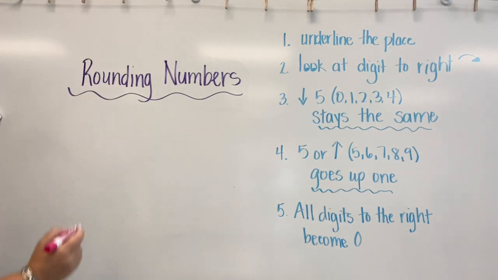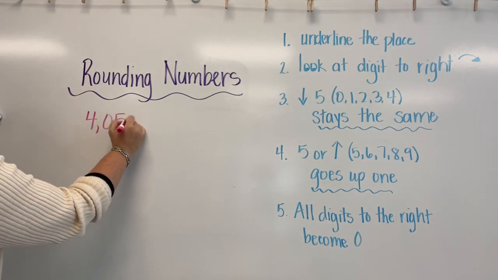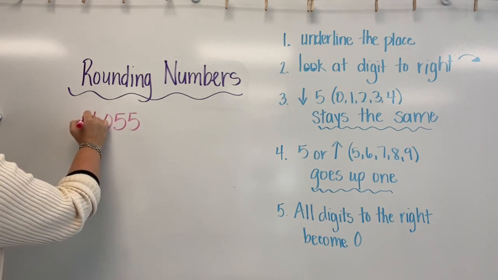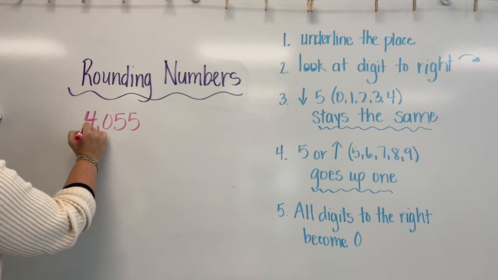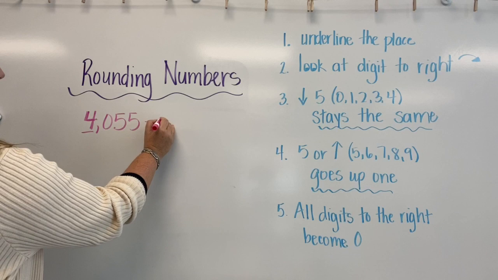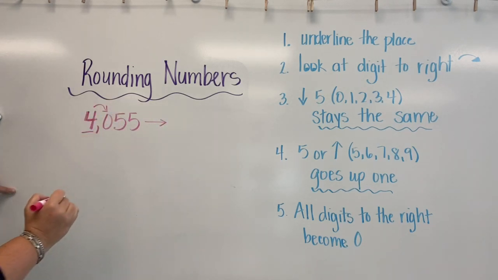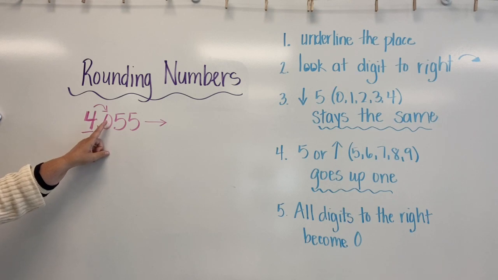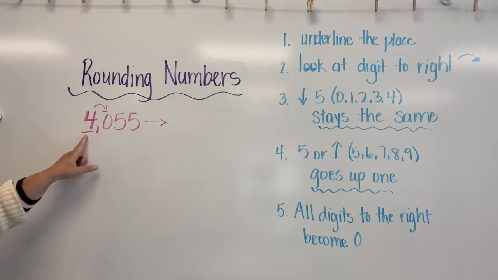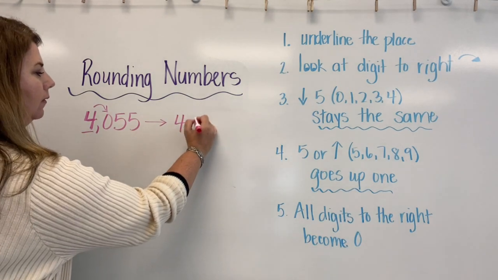Okay, here we go. We have 4,055. 4 is bolded, so we're rounding to the thousands place. I look to the number to the right. It is less than 5. That tells me 4 stays the same. Everything else turns to zeros.